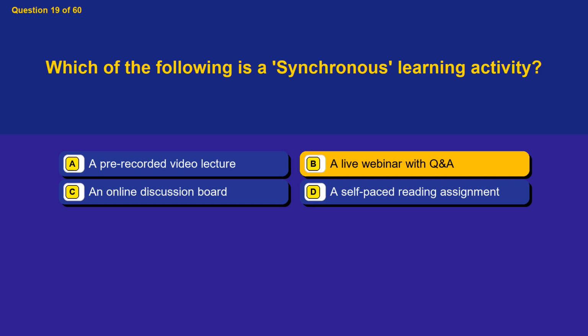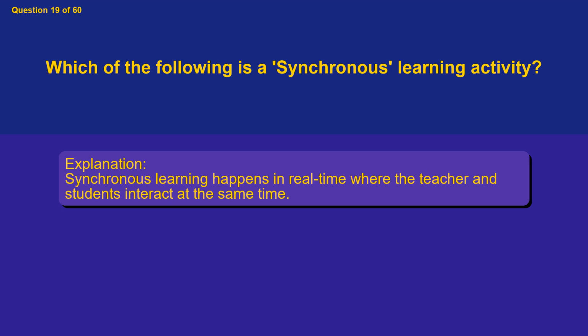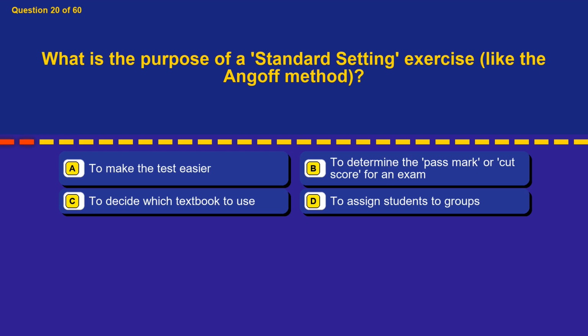The correct answer is option B. A live webinar with Q&A. Synchronous learning happens in real time where the teacher and students interact at the same time. Question 20. What is the purpose of a standard setting exercise, like the Angoff method?